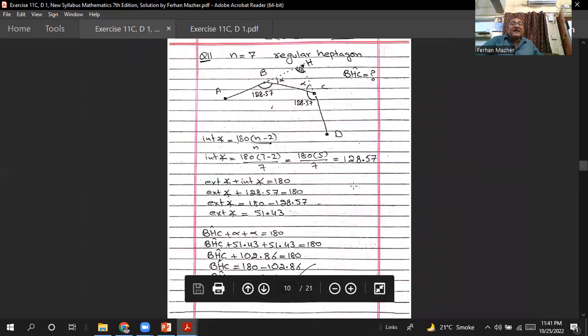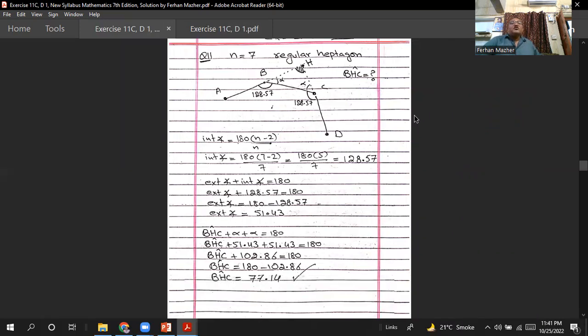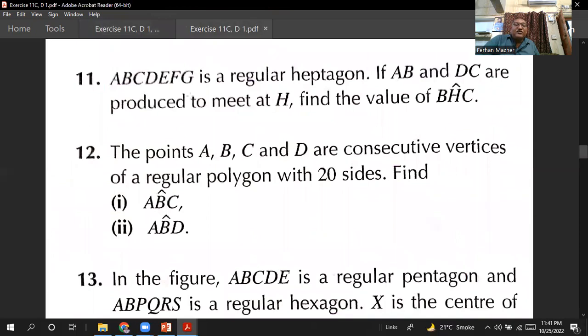So let me reduce the size. You might be able to see this. So question number 11, the whole question, is showing up on your screen. You can pause the video and take your time with this question.